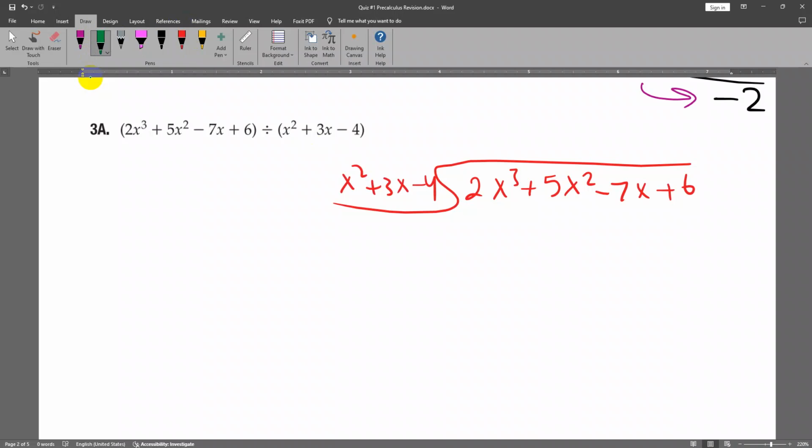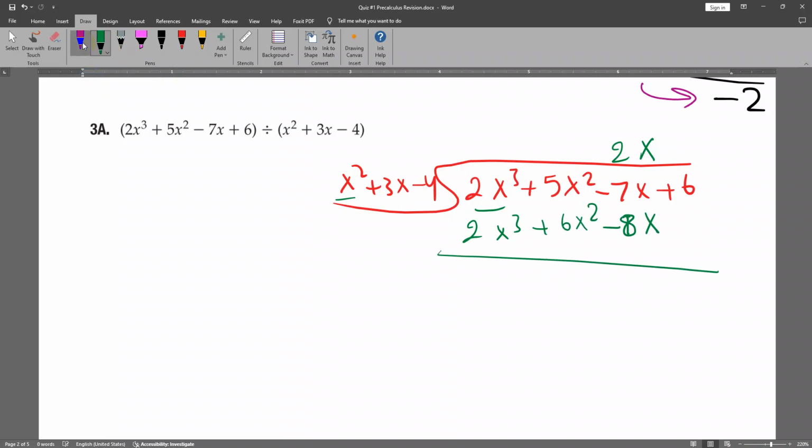Actually, it's not different from the previous one. You will do the same steps. You will divide the first term by the first term, which gives you 2x. Okay, multiply, which gives you 2x cubed plus 6x squared minus 8x.